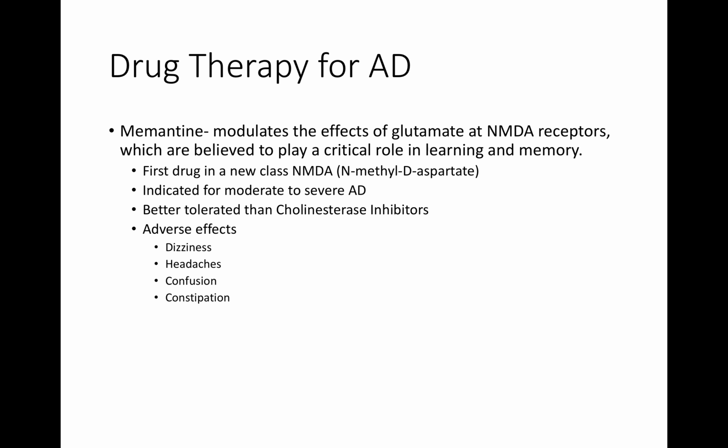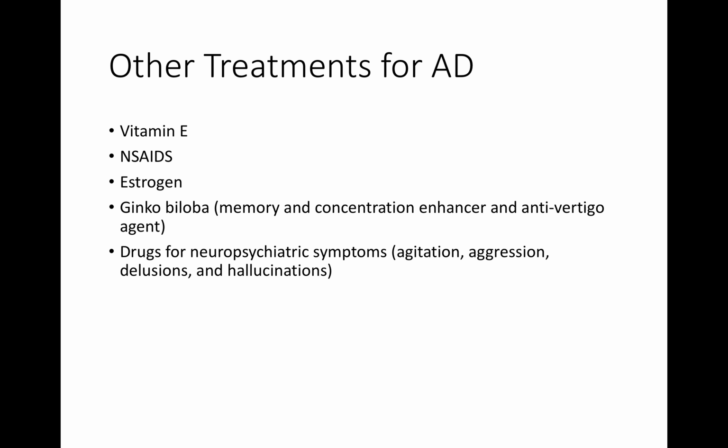So it's going to modulate the effects of glutamate at these receptors, which are believed to play a critical role in learning and memory. It's the first drug in this new class. And again, NMDA, what is that? It's N-methyl D-aspartate. It's indicated for moderate to severe, so memantine is a little bit stronger than the cholinesterase inhibitors. It's better tolerated, so it doesn't have those strong side effects, but it does have adverse effects, such as dizziness, headaches, confusion, and constipation.